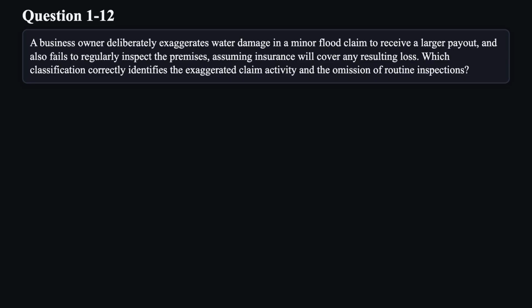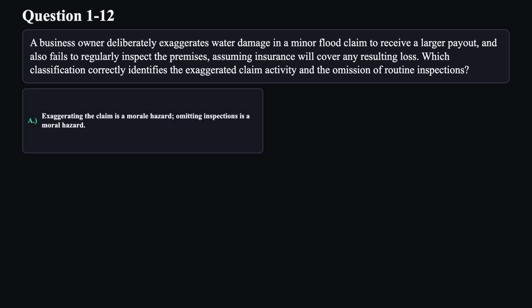Question 12. A business owner deliberately exaggerates water damage in a minor flood claim to receive a larger payout, and also fails to regularly inspect the premises, assuming insurance will cover any resulting loss. Which classification correctly identifies the exaggerated claim activity and the omission of routine inspections?